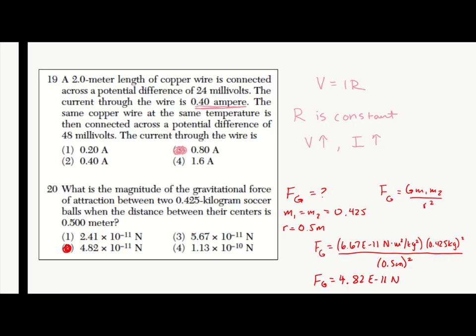Now, if you look at my setup, I squared the masses because there are two identical masses being multiplied by each other, so you can square it. And then do not forget that r is squared in the bottom. That's a common calculation mistake. Because if you forgot that, then you'll end up with choice 1. Okay? So don't forget some of these squares.